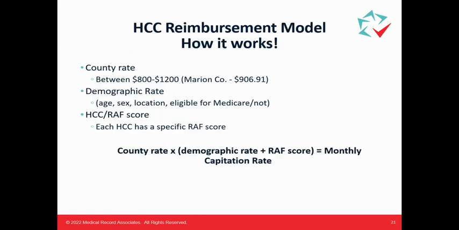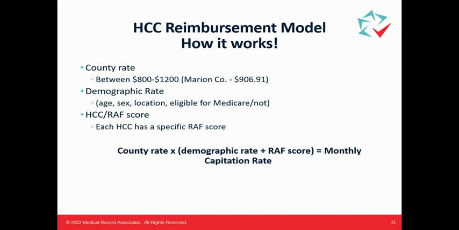So let's talk about how the model works. And we're primarily speaking just to MA, but we're going to look at this real quickly. It's similar in ACA. So what the government came up with for this model was that they are going to give each county in the U.S. a county rate, okay? So here's your county rates, part of it. The county rate, and this is where the patients live, okay, is between $800 and $1,200. It varies across the country. For Marion County, Oregon, the Marion County rate is $906.91. You will also get a rate for your demographics.